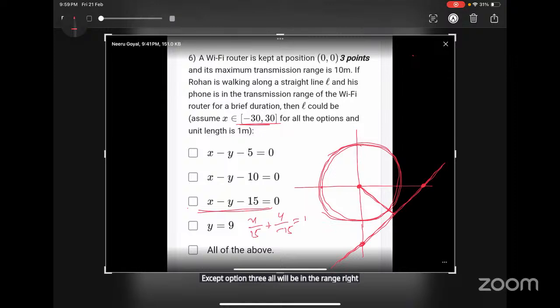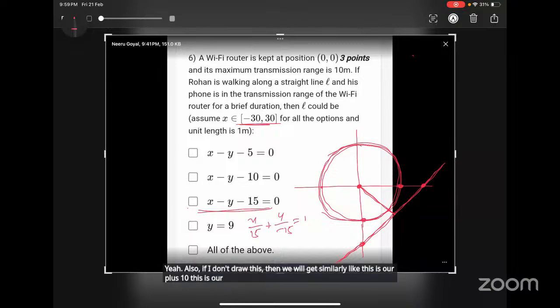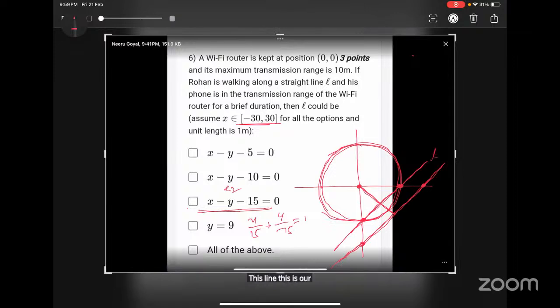Yeah. Also, if I draw this, then we will get similarly. Like this is our plus 10, this is our minus y minus 10. This line is our L2, and this is our L2. So also, because our range is minus 30 to 30.